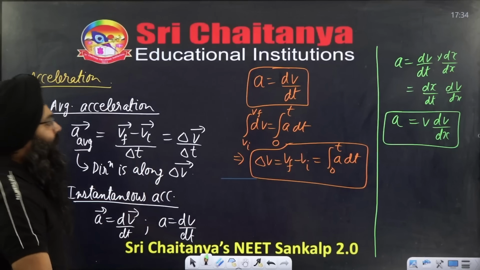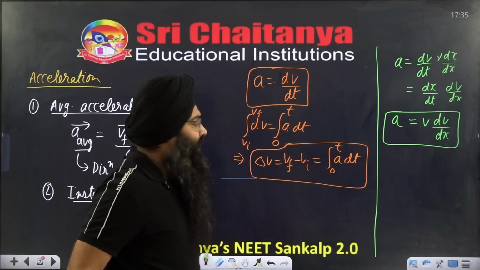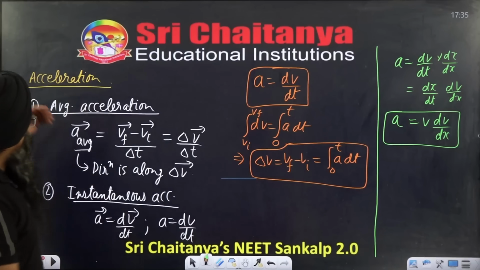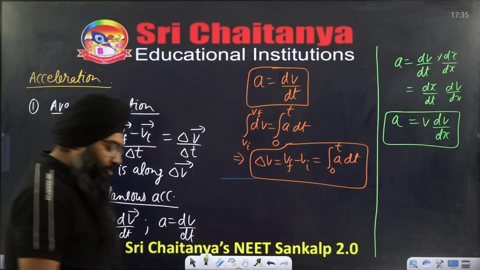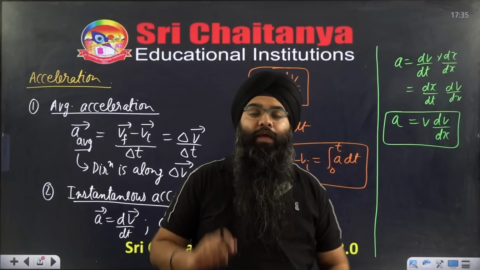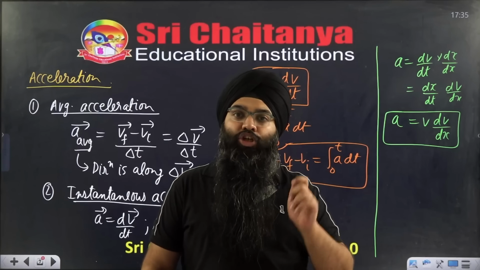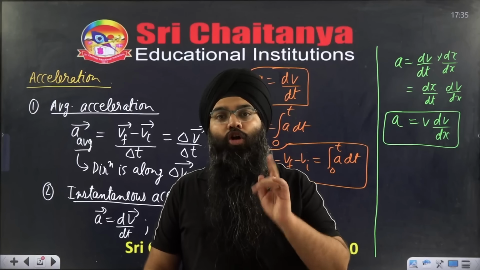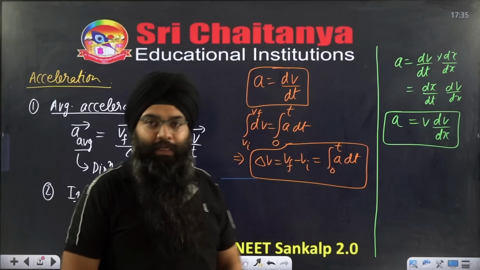So a is equal to v dv by dx, or a is equal to dv by dt. Total change in velocity can be written as integration a dt from 0 to t. Average acceleration is what? Instantaneous acceleration is what we have already discussed. One more thing, please understand that whenever we are talking about average acceleration, the direction of that average acceleration will always be in the direction of change in velocity. I hope this particular thing is clear to you.